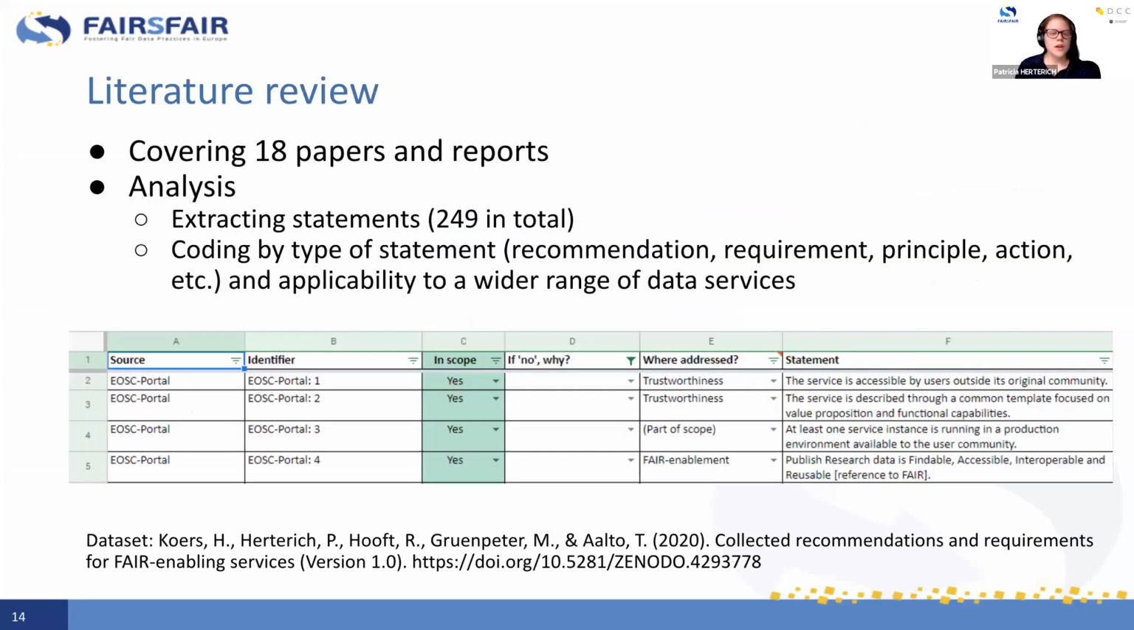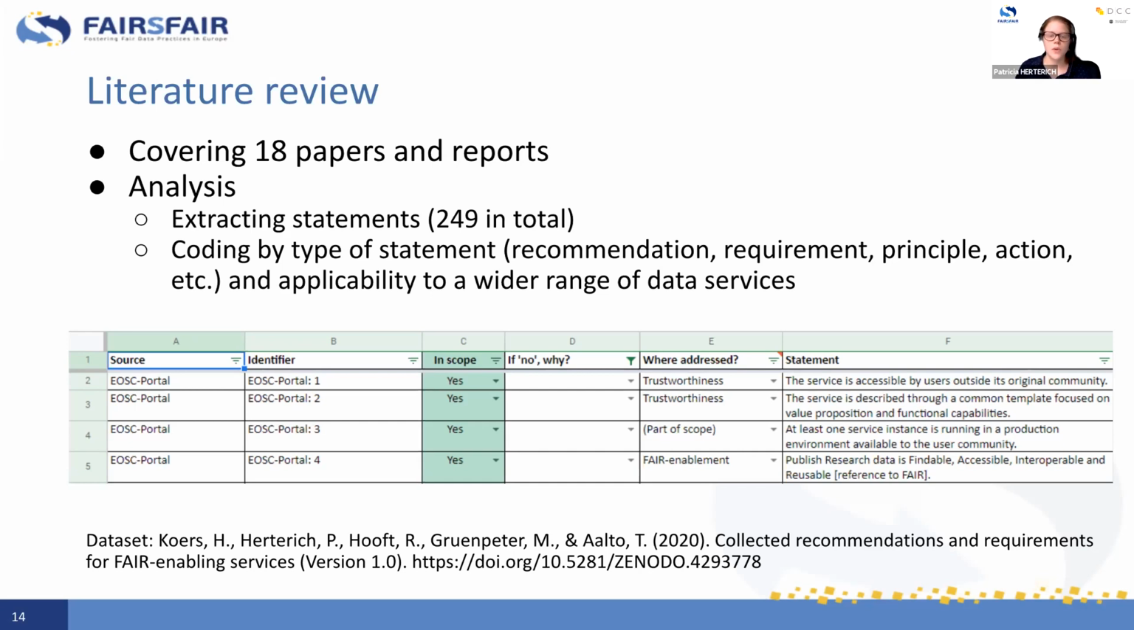So the first bit that we looked at was really an extensive literature review, and we covered 18 papers and reports. We read more, but those went into the final analysis. And the way we analyzed them is that we extracted statements, almost 250 in total, and coded them by the type of statement. Is it a recommendation for a service, a principle, an action for service owners? And we also wanted to know if they are applicable to a wider range of data services, or if they are very specific to a specific service group.